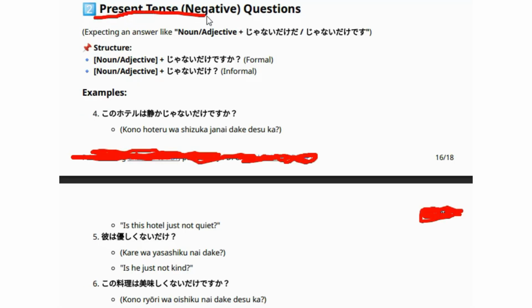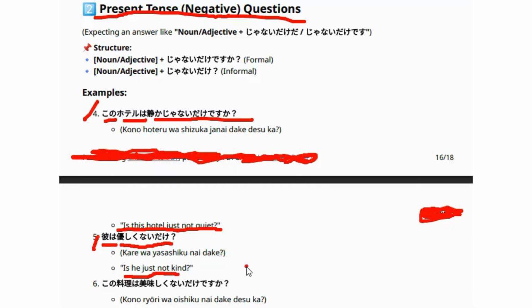Now let's see the present tense negative questions. The question number 1 is このホテルは静かじゃないだけですか? Means is this hotel not just quiet? Just not quiet. The next is 彼は優しくないだけ? Is he just not kind?